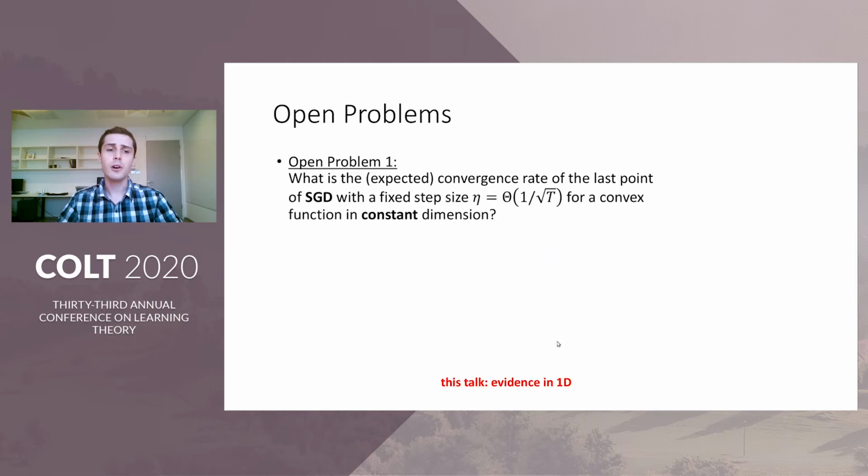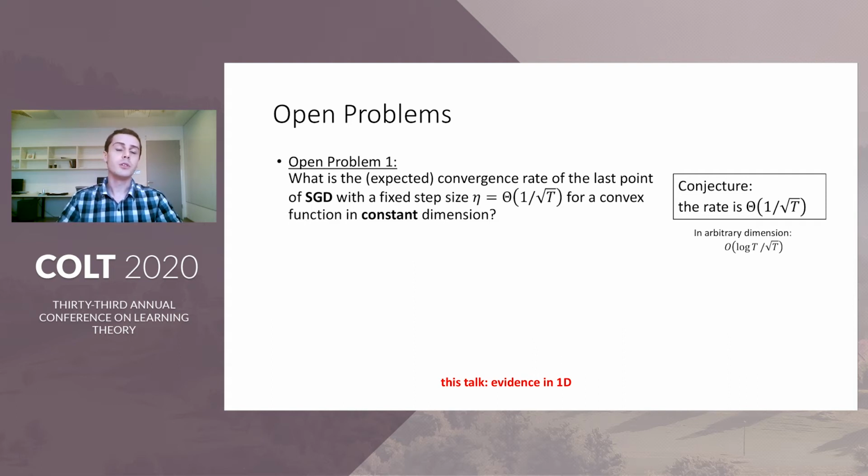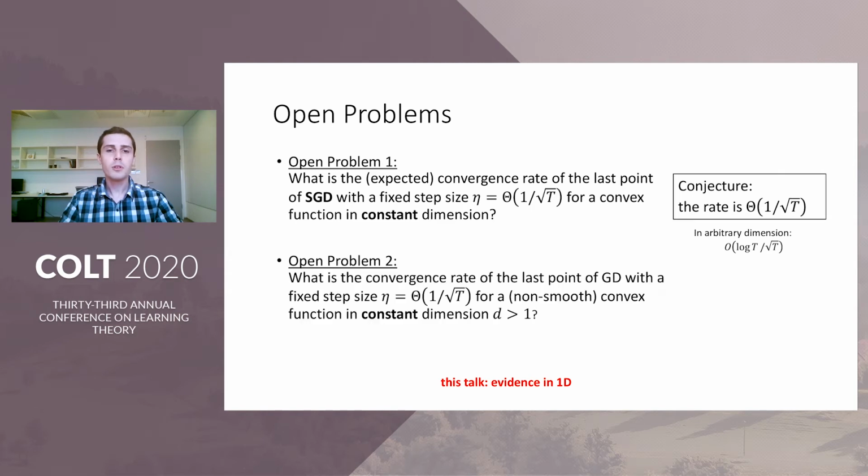And this is exactly our first open problem. Our conjecture is that the rate should be optimal, meaning we don't have this log t factor, unlike in an arbitrary number of dimensions. Our second open problem is on gradient descent with the same settings, only that the constant dimension must be bigger than 1. The reason behind that is that it is already known that one-dimension gradient descent has the optimal rate.